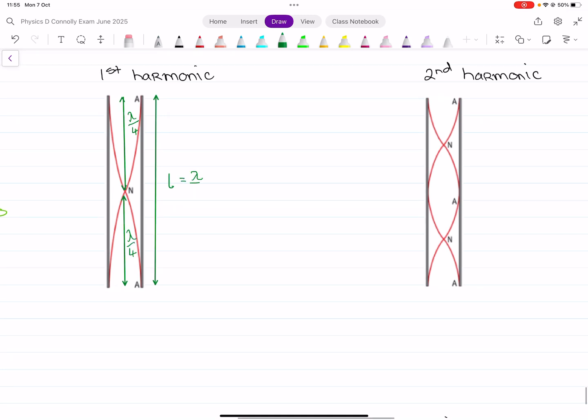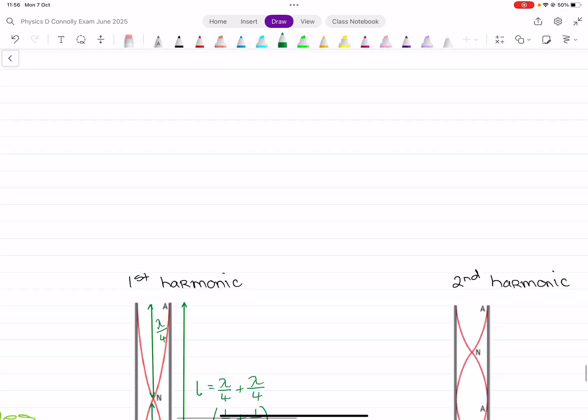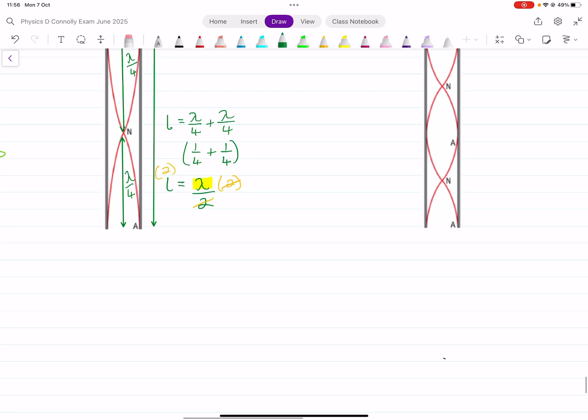So the length is lambda over 4 plus lambda over 4. And then, like I said, you can just use your calculator to get a quarter plus a quarter. So a quarter plus a quarter is a half. Don't forget to put the lambda back in. So it's lambda over 2. And then did I isolate it there? I did, yeah. So then we isolate lambda. So here I'm going to multiply by 2 and multiply by 2 to isolate lambda. So I get lambda equals 2L.